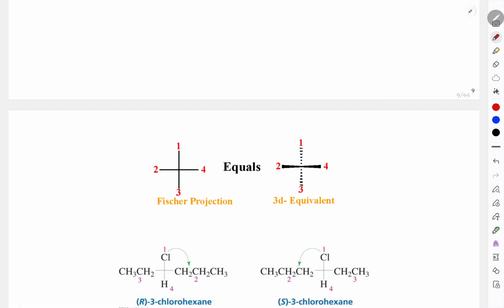Okay, so that's how we can identify R versus S type of configuration in the Fischer projections. So you should remember this 3D equivalent presentation and apply the rule that we just learned. I guess we can stop here and discuss a little bit more about R and S next time, and then also discuss a little bit more about chiral centers. We'll discuss isomers with multiple chiral centers next time.